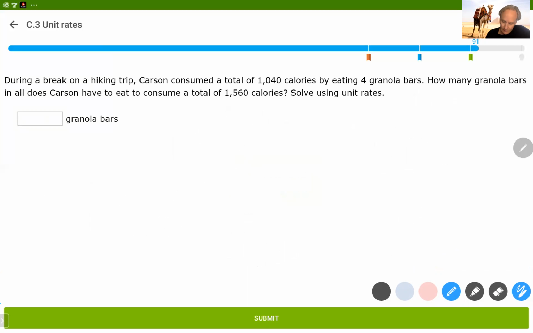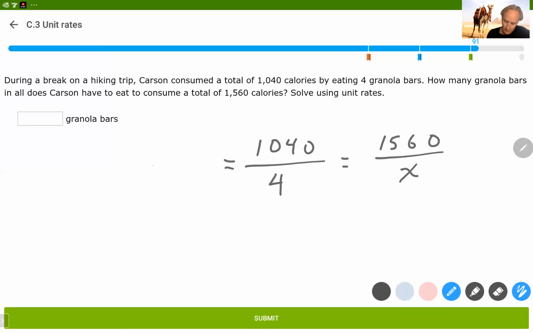Okay, 1,040 calories for eating 4 granola bars. I'm going to put 1040 over 4, and we want 1560. Now, there's a reason I'm going to do this. I think it's going to be a little bit easier in this particular case. I'm going to go ahead and simplify this just a bit. If we divide that by 4, it's going to go in 260 times. This is 260 over 1.